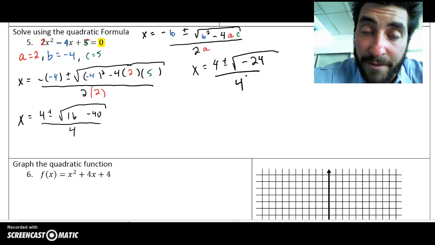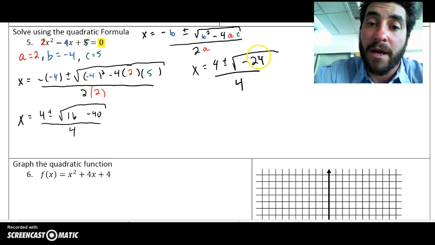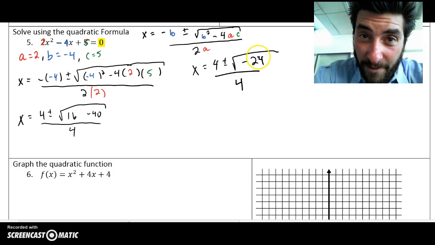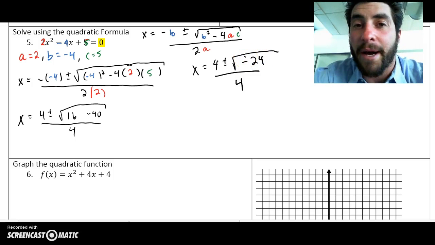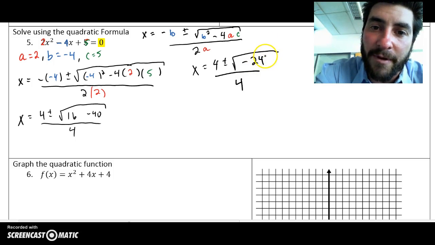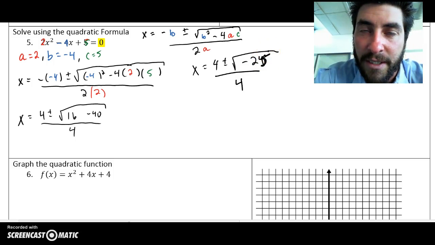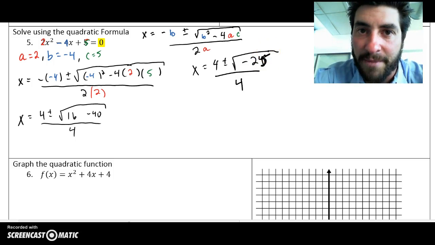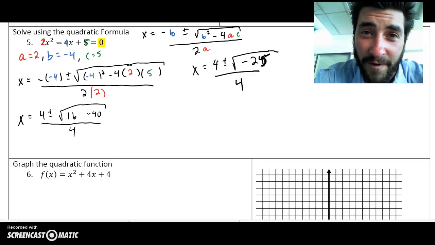Now, we've got a problem here because you can never take the square root of a negative number. No number times by itself is going to be a negative. For a very brief moment, let's just pretend it was 25, which is a perfect square. What number multiplied by itself is negative 25?